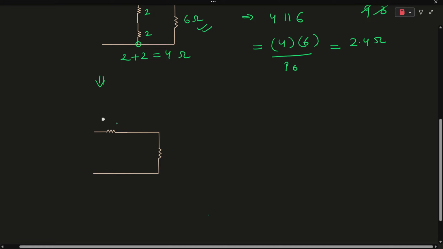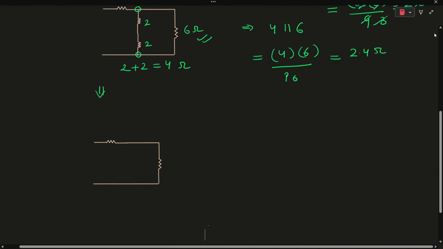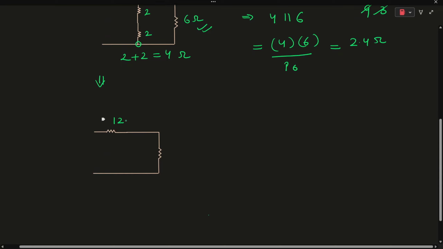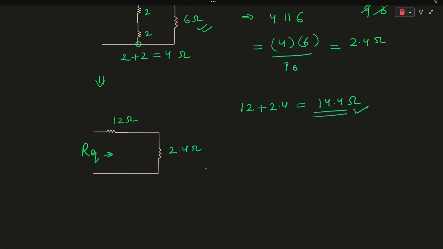So the total resistance over here will be 12 ohms, and this will be 2.4 ohms. So the R equivalent of this particular electrical circuit will be 12 plus 2.4, which will be equal to 14.4 ohms, okay? So I hope it is clear how we are approaching this particular problem.